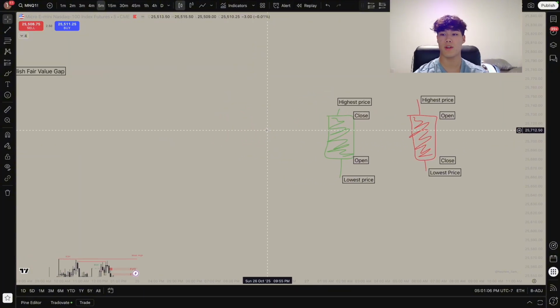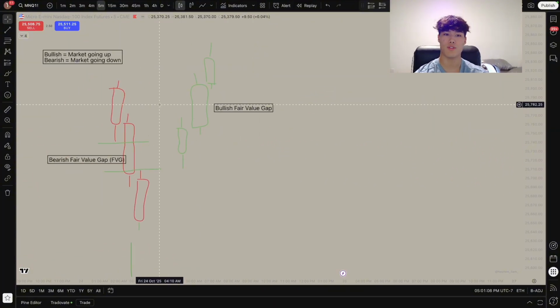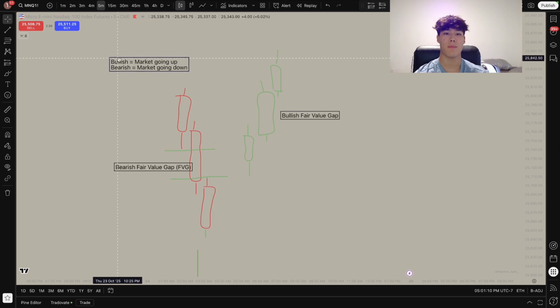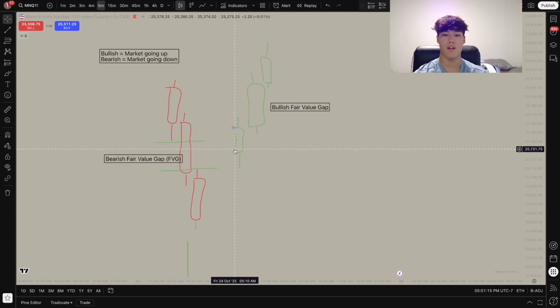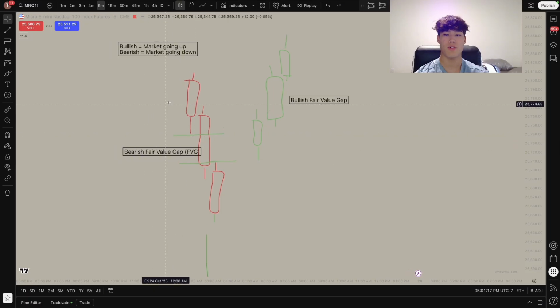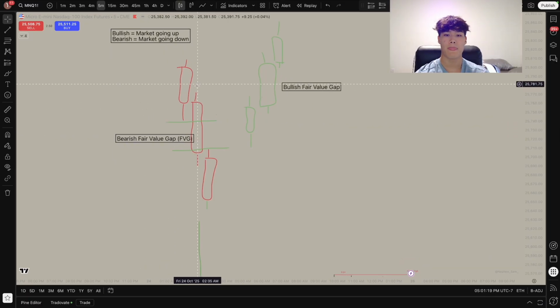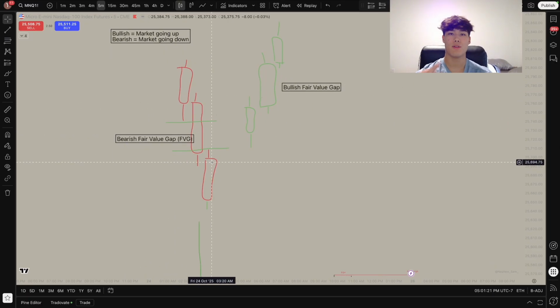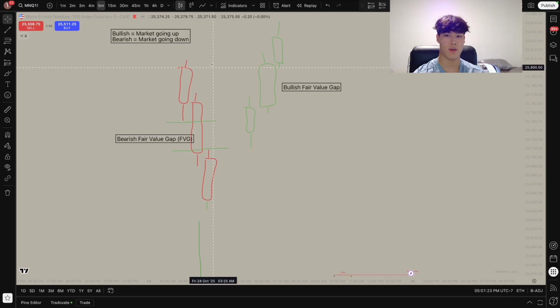Now that we're done with the anatomy of a candle, we can get into fair value gaps. Right here, remember, bullish, market going up, bearish, market going down. So let's start with a bearish fair value gap. So this is a downward candle, right? A bearish fair value gap is formed with a 3 candlestick structure. That's why you see 3 candlesticks. The first candlestick, and then you have the wick, and then the second candlestick, and then the third candlestick. You have the top wick.